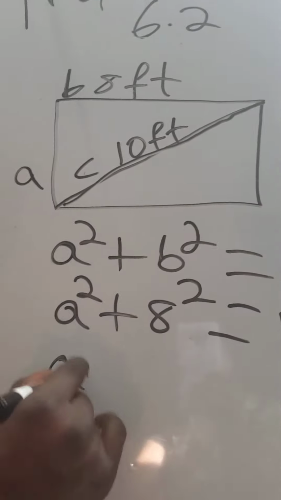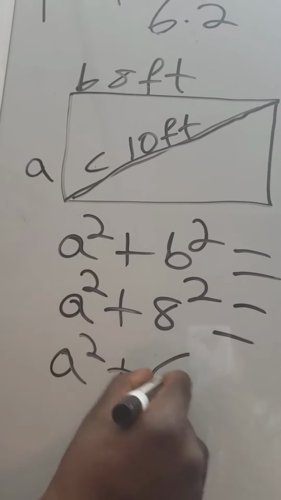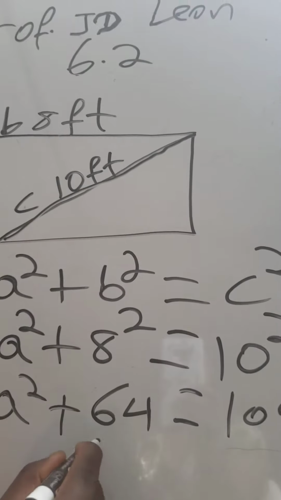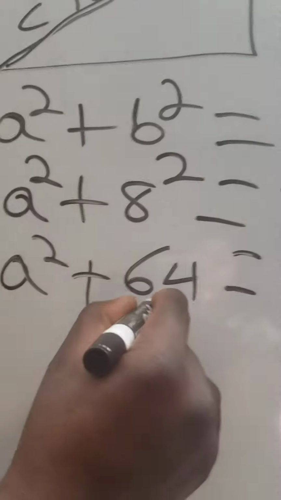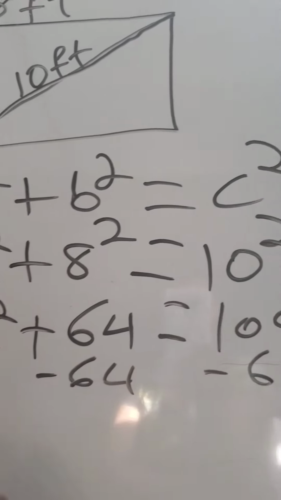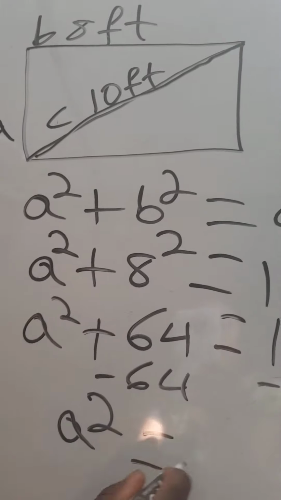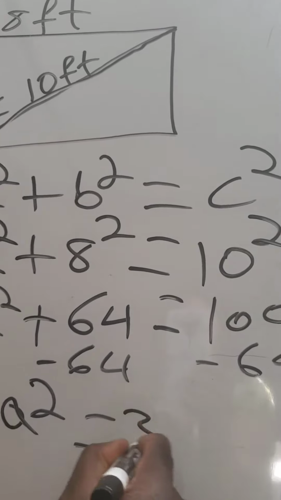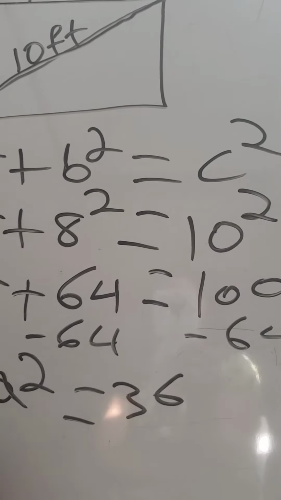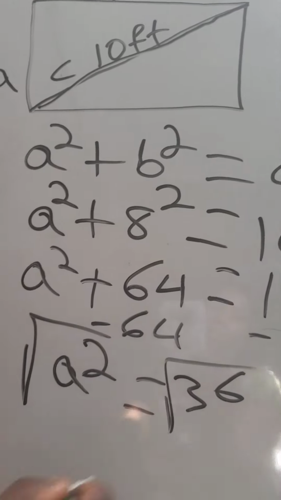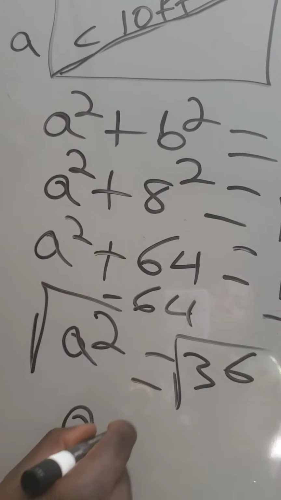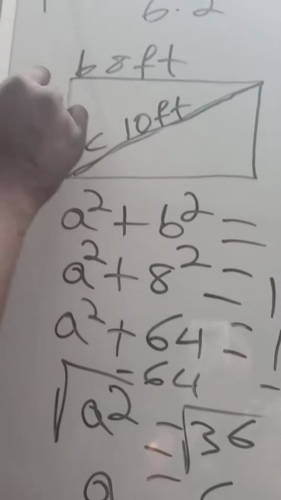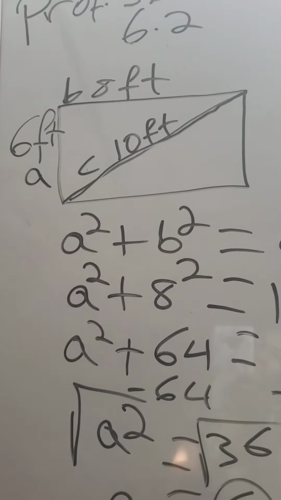So then we would end up with a squared plus 8 times 8, which is 64, equals 10 times 10, which is 100. Then we do our subtraction because we're trying to solve for a. Subtract 64 from both sides, so a squared is now equal to 100 minus 64, which is 36. To solve for a, we take the square root of both sides. So a equals the square root of 36, which is 6. So this portion is 6 feet. The answer would be 6 for a.